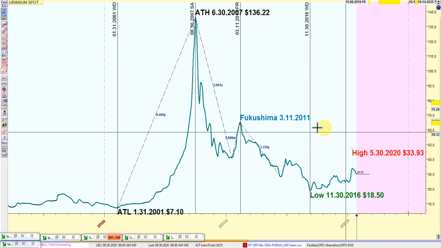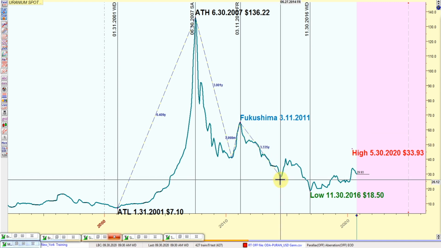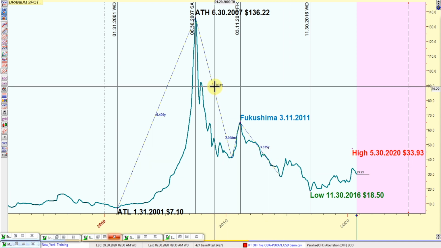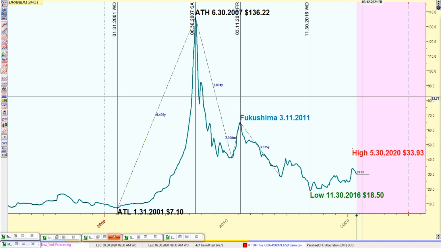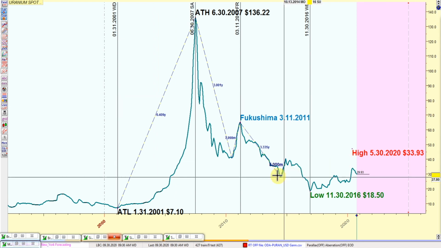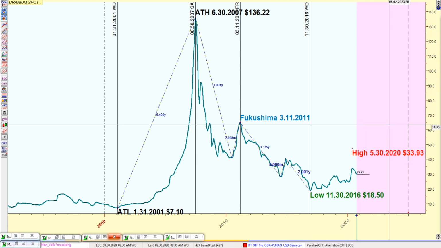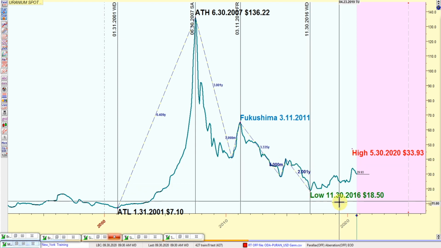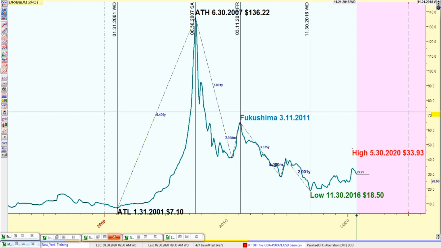From this Fukushima high to this swing low took 3 years and change. So there goes another Gann minor cycle, and these are the major. The next one is from here to here. It wasn't really much; it took 5 months for that move. And then from this move here to this low, our current low of 2016, took 2 years. So it was less than the 3-year cycle.